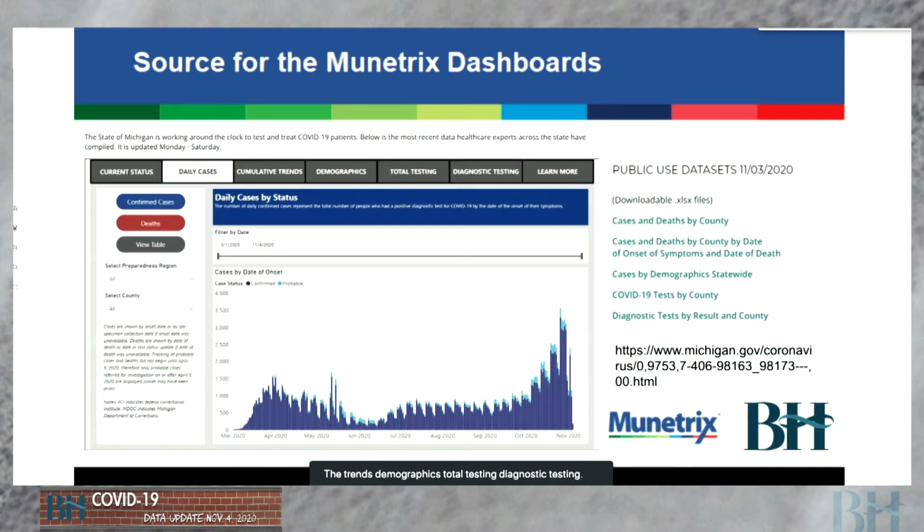In a tab for learn more, Munetrix pulls from the daily cases. Just as a side note, as far as pulling from the daily cases, that is where the state of Michigan pulls from on their dashboard. So if you go on the dashboard for michigan.gov, that is where the public, if they're looking at the dashboard on the state website, pulls from the daily cases as well. Next slide.